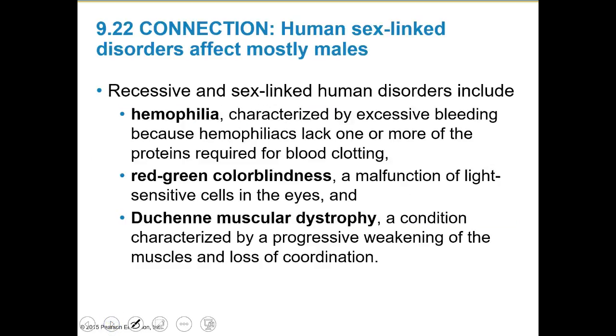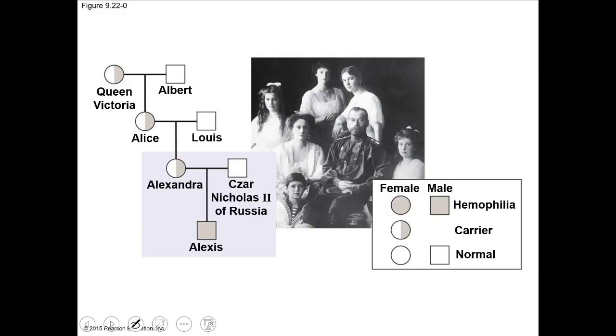Some examples really quickly are hemophilia, which is excessive bleeding; they just can't blood clot. Red-green color blindness is another example. And then Duchenne's muscular dystrophy is a condition characterized by progressive weakening of the muscles and a loss of coordination. That's another potential one. It's pretty not so good. We can talk about this one.